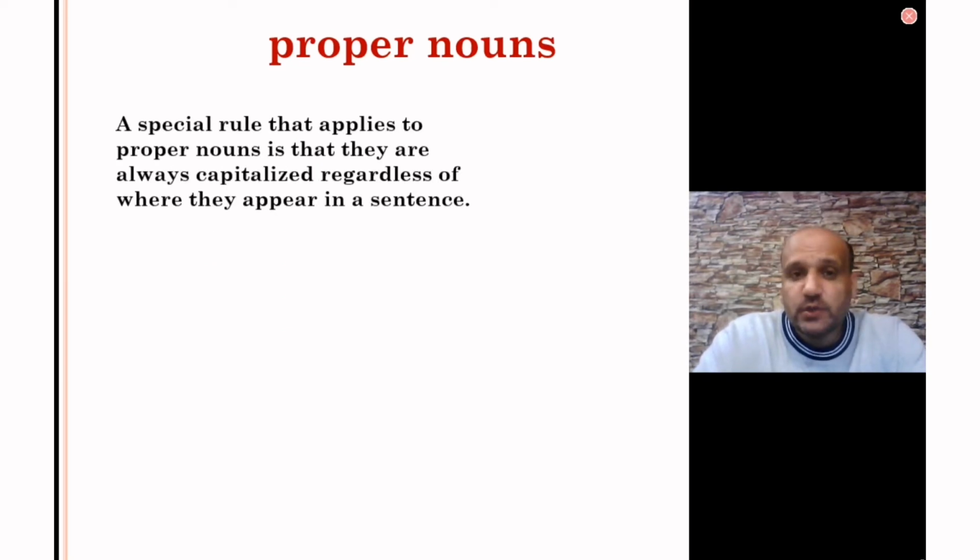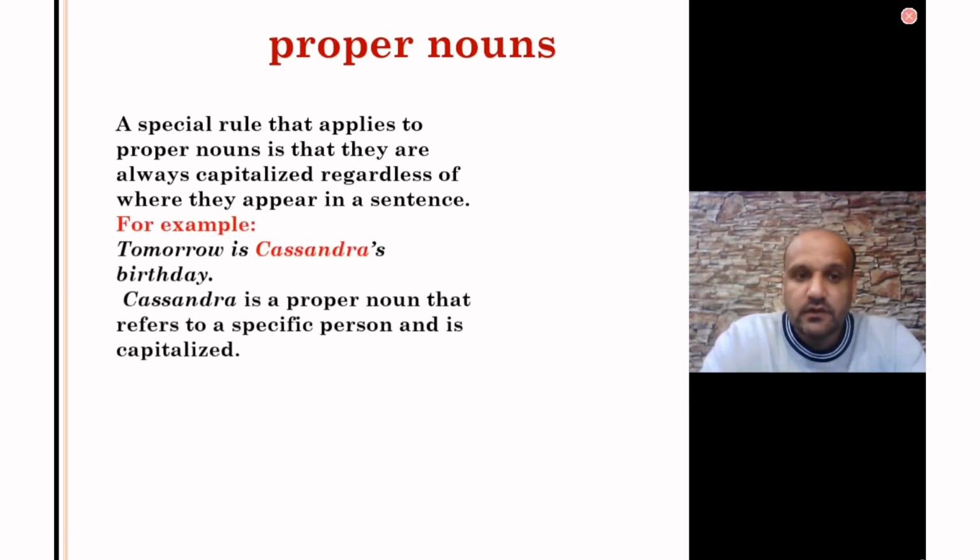A special rule that applies to proper nouns is that they are always capitalized regardless of where they appear in the sentence. By capitalized, I mean that you have to start the word with a capital letter. For example, tomorrow is Cassandra's birthday. Look at the word Cassandra. It's a specific name of a person. Cassandra is a proper noun that refers to a specific person and is capitalized.